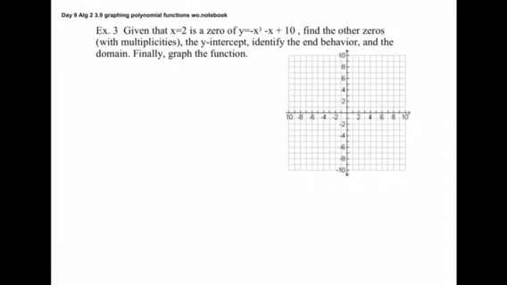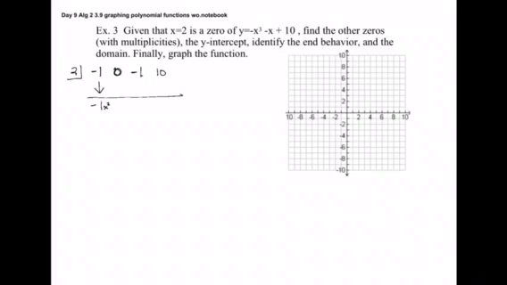Example number 3 says, given that x equals 2 is a zero of y equals negative x to the third power minus x plus 10, find the other zeros. So we know we can use synthetic division to find zeros of a polynomial function. So we have -1, we're missing our squared term, so we replace that with a 0. We have -1 linear term, and our constant is 10. They told us that this is a zero, so when we use our synthetic division, one degree less than what we originally had should be an x squared.